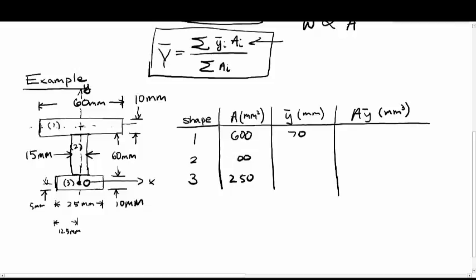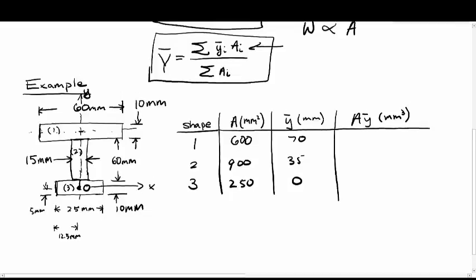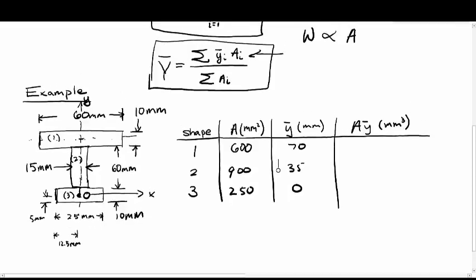For shape 2, we're going to go up 5 millimeters plus another 30, so that's 35 millimeters. For shape 3, we're already at the center, so we're already at y bar, so that's just 0. And that's exactly why I picked the center of one of the pieces. So when I do this A y bar calculation, this will just be 0. That's one less thing we've got to think about.